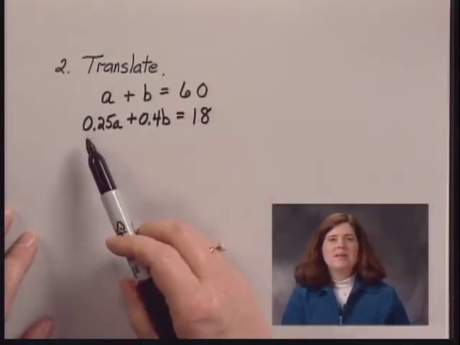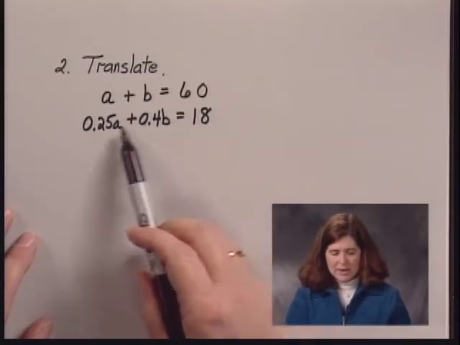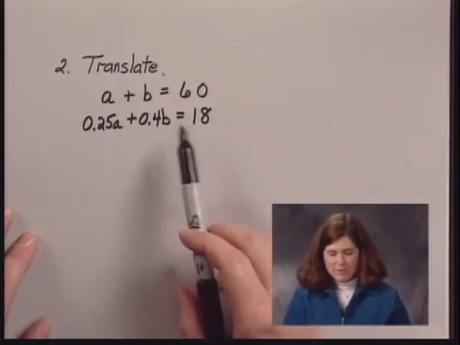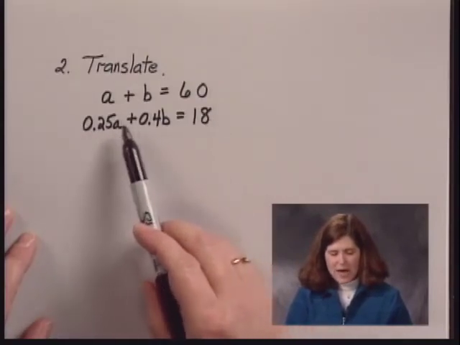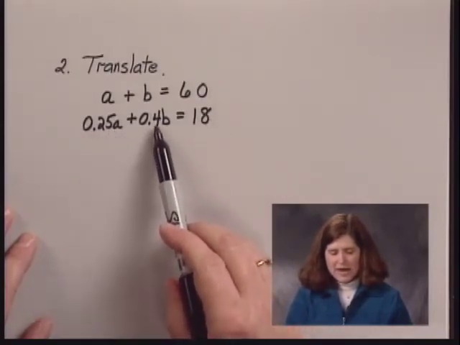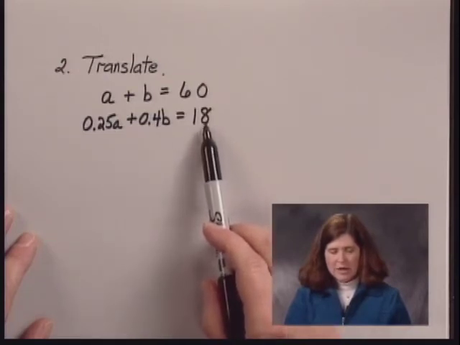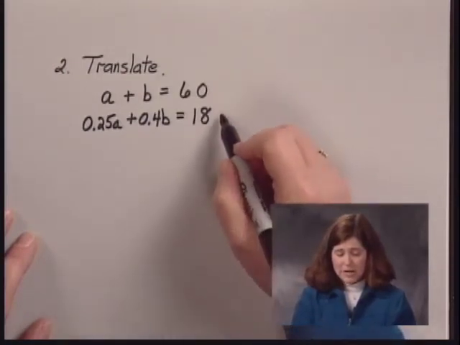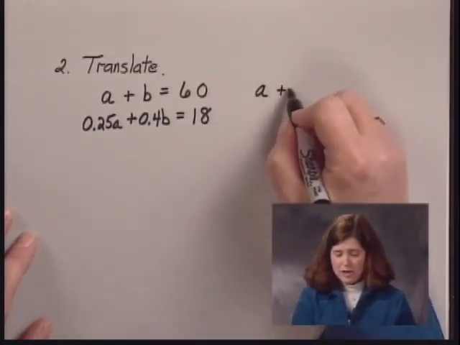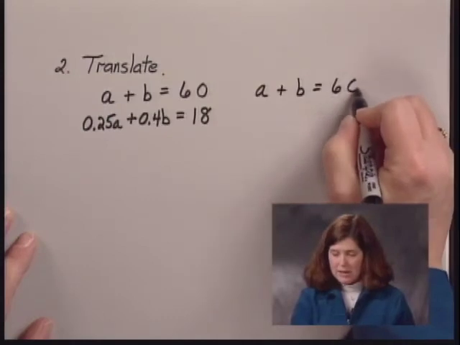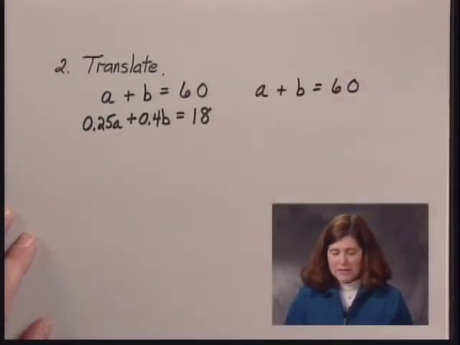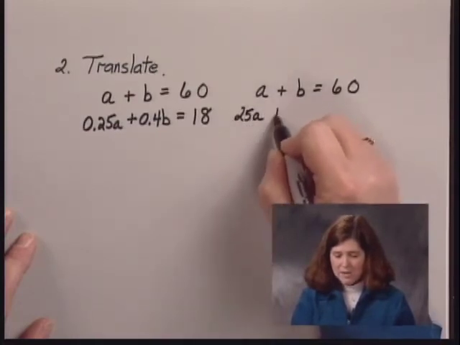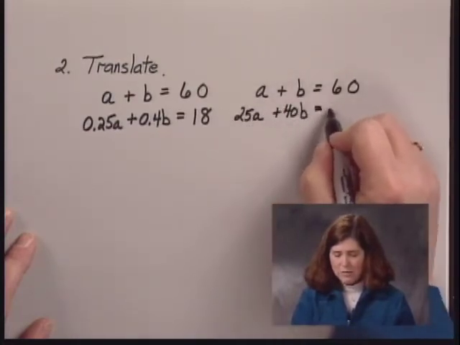Now, before we go ahead to the next step, solve, let's take a look at this second equation, and we're going to clear decimals in order to make it a little bit easier to solve. We see that we have hundredths here, tenths here, and no decimals here. If I multiply everything by 100, I will have no decimal places left. I'm going to copy my first equation and not change that. Multiplying everything in my second equation by 100, I have 25A plus 40B equals 1800.